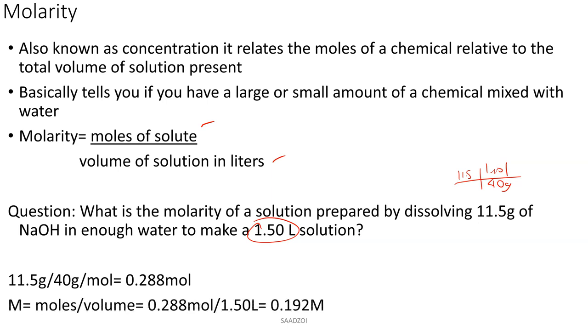Molarity equals, and please get in the habit of writing the formula first, then plugging in the numbers and then solving. So 0.288 divided by 1.5 liters gives my molarity. So this is how concentrated it is, which is a very small number in this situation. It's not very concentrated at all.